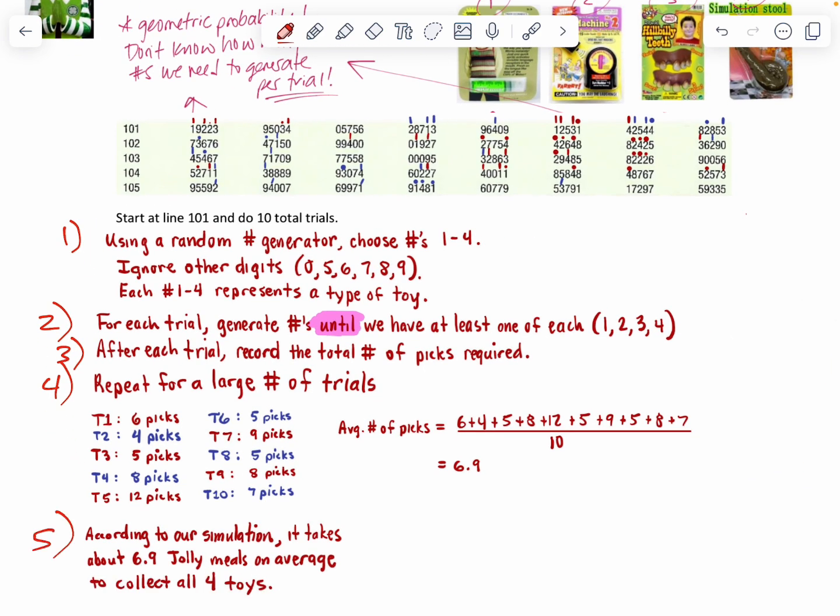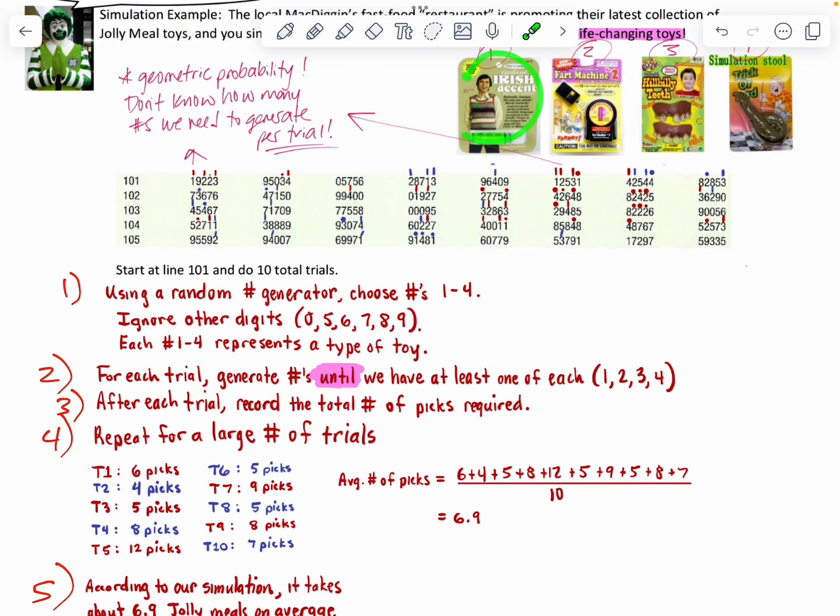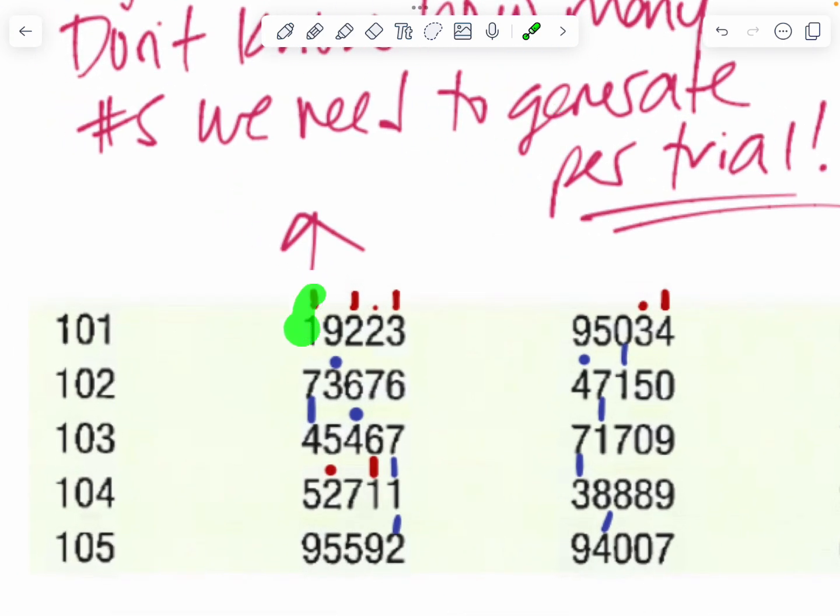So let me show you how this one's going to work. I'm going to start at line 101 like it's telling me to, and the number 1 represents this toy, the number 2 represents this toy. All right, so number 1, very first meal that I bought, I get the Irish accent. Number 9, I ignore. Number 2, the second meal that I bought, I get the fart machine. Great. Okay, meal 3 that I bought, dang it, I got another fart machine. I did not need 2 fart machines, but now I have 2 fart machines. That's great. Number 3, I now have the teeth. I'm going to ignore number 9 because there is no toy number 9.